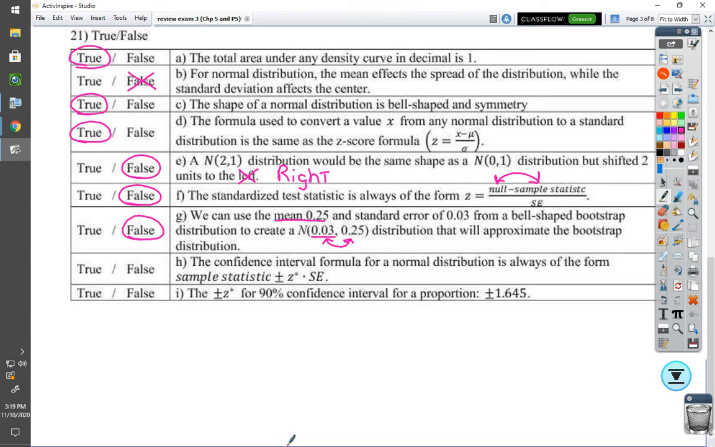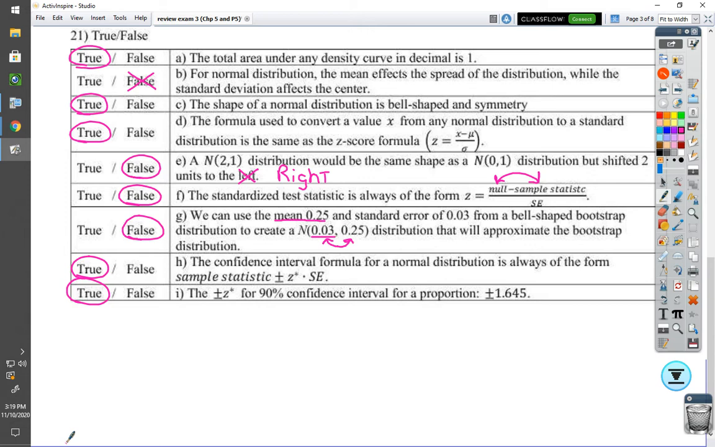Letter H. The confidence interval formula for normal distribution is always of the form the sample statistic plus or minus z star multiplied times the standard error. True. The plus or minus z star for a 90% confidence interval for a proportion is 1.645 positive and negative. Absolutely true. All you have to do is look at your general formula sheet that you're given and that you can use on your test, and it tells you that.